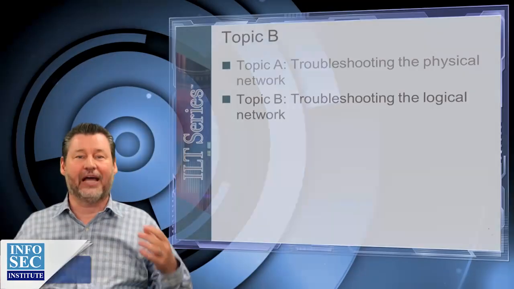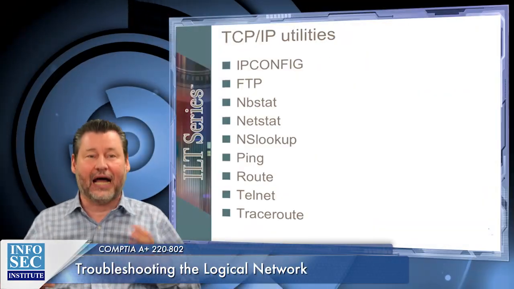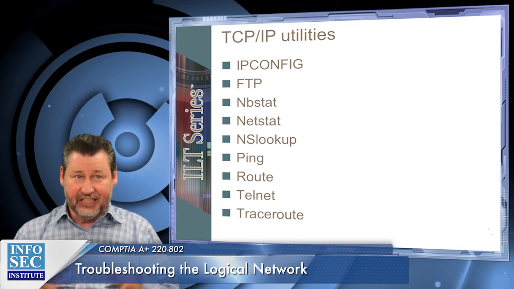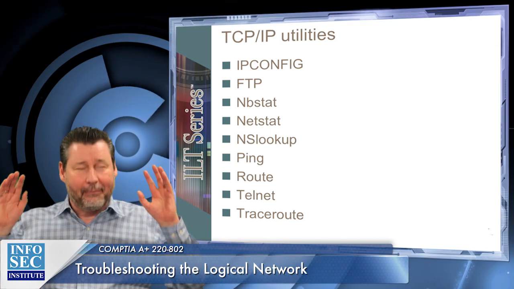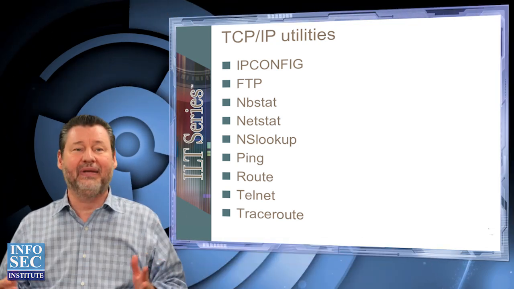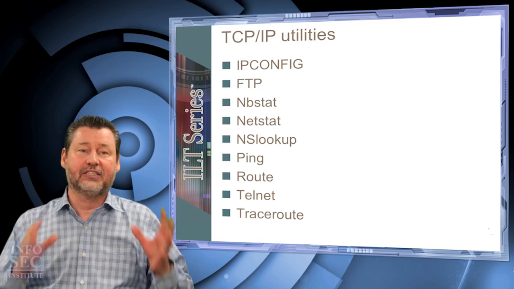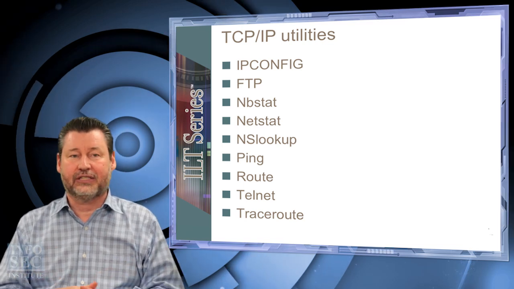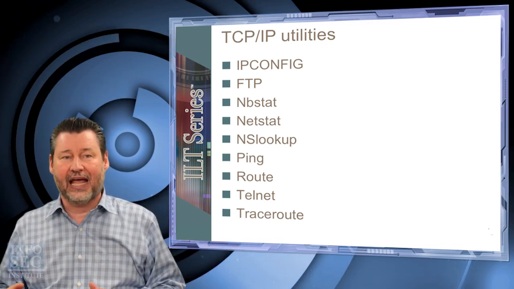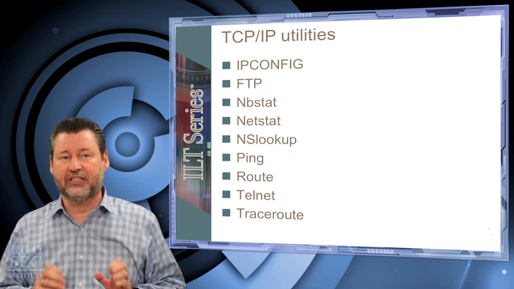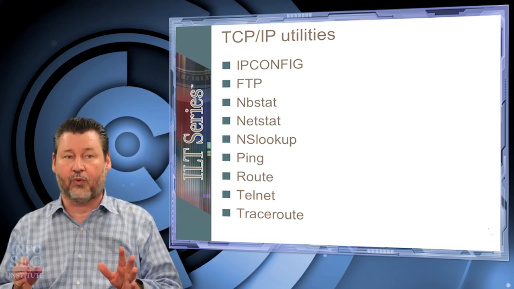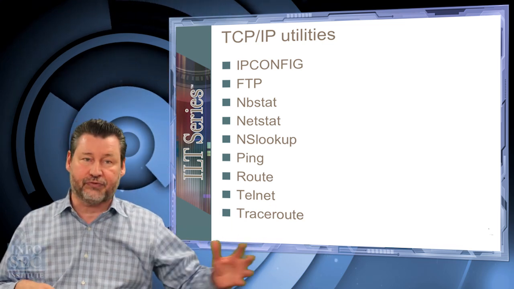Troubleshooting the logical network, making sure that you can connect via IP. Now, some of the TCP/IP utilities would be things like ipconfig. Set your IP address, your subnet mask, default gateway, other configuration. We're going to see some switches for that. That's an important one. FTP for transferring files.